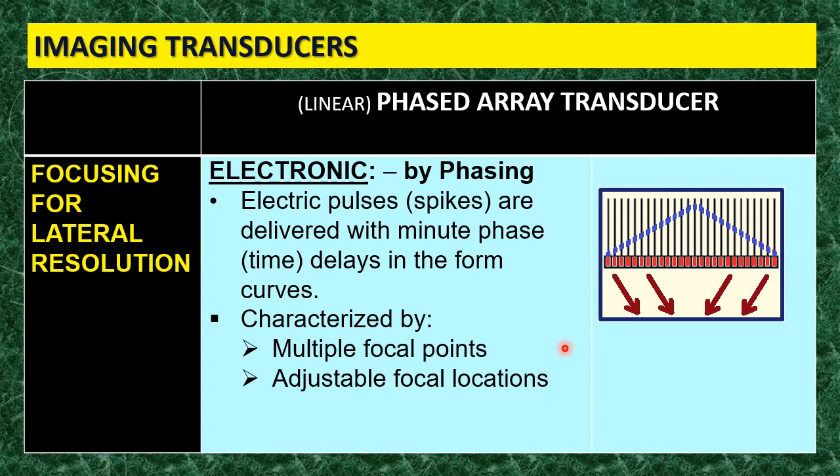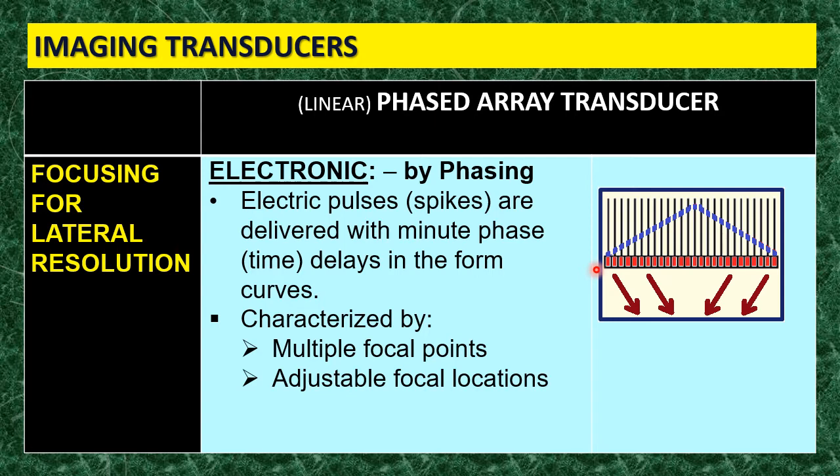How about focusing? Again, focusing is electronic. By what? By phasing. Phasing means taking the electric pulses or the electric spikes and delivering them through the active elements, through the wires, and these wires will take these pulses in different patterns. What happens here?